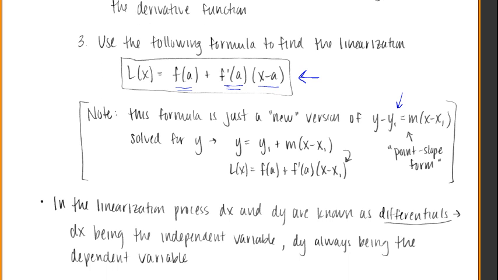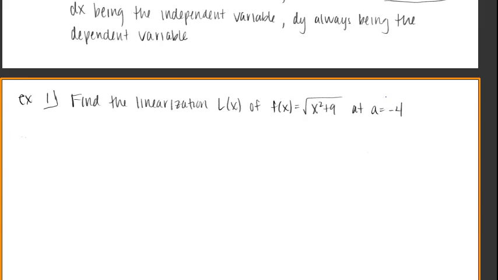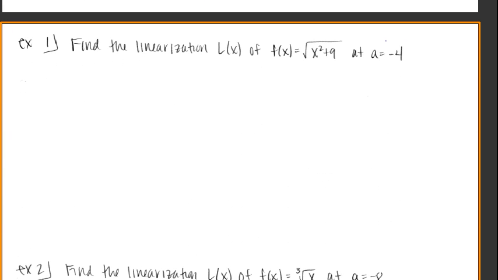So let's look into our first example. We want to find the linearization of the function f of x equals the square root of x squared plus 9 at a equals negative 4. To get started, let's write out the formula. The linearization L of x is going to equal the function evaluated at a plus the derivative evaluated at a times x minus a.